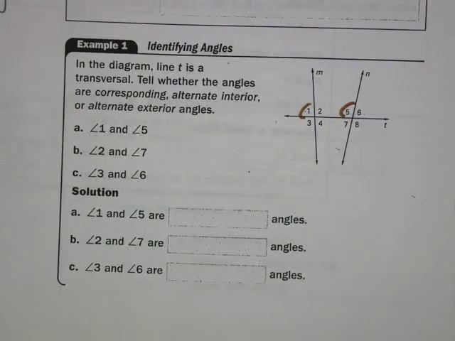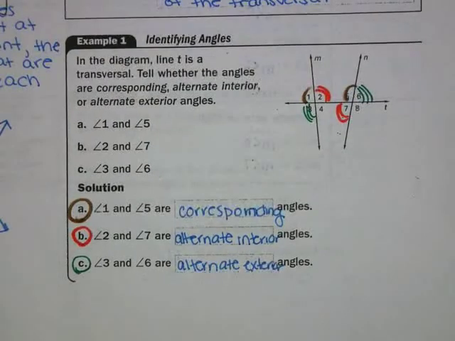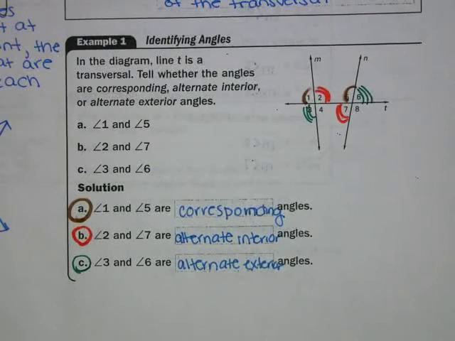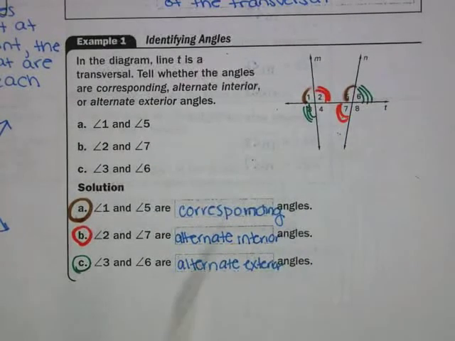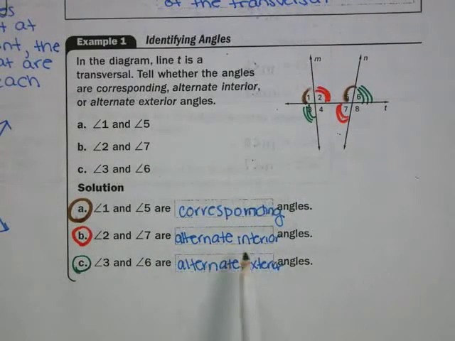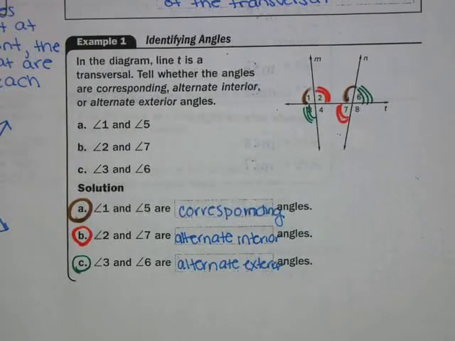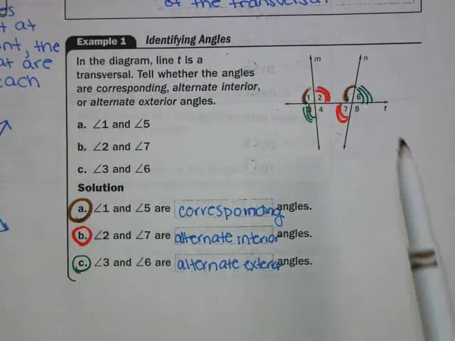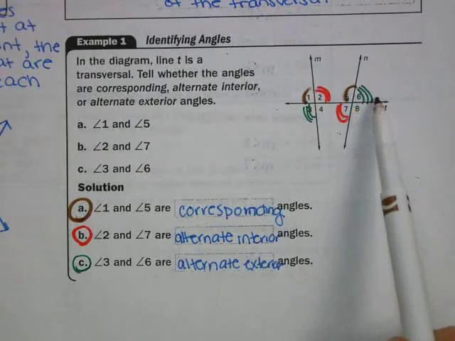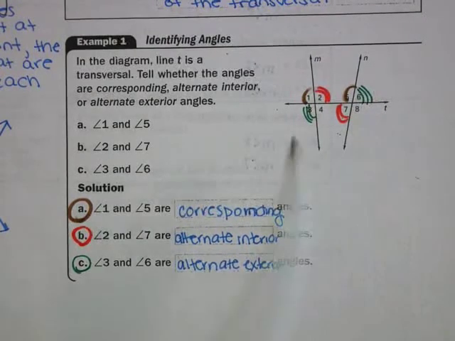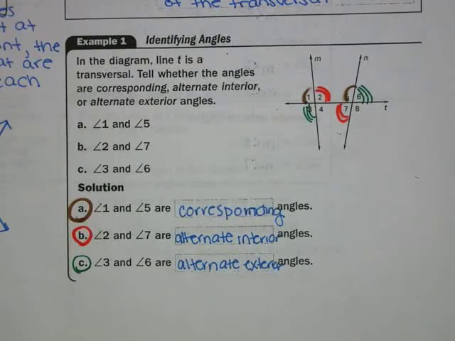Okay, so let's see how you did. A was corresponding. They're in the same position. B, they're alternate interior. They're on the inside, and they're on opposite sides of the transversal. And C, they're alternate exterior. They're on the outside of the two lines, and they're on opposite sides of the transversal. If you have questions about those, please see Mrs. Wyman.